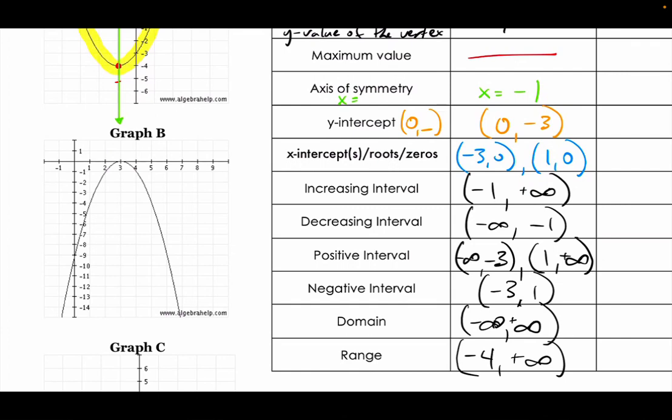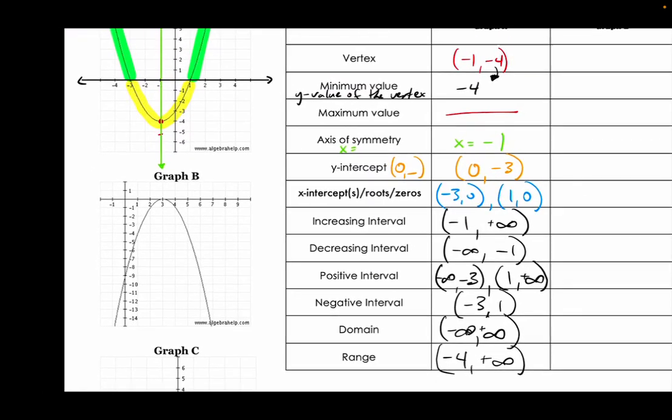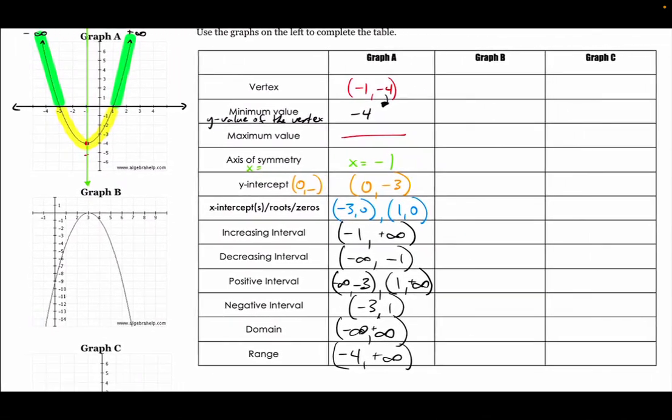The top, there is no top. There was no maximum. We said there was no maximum. So it's just going to keep going forever and ever and ever. All right, so now we're going to do B.